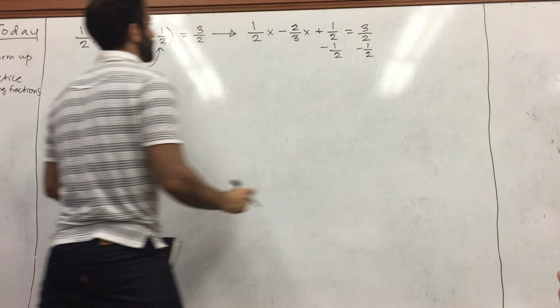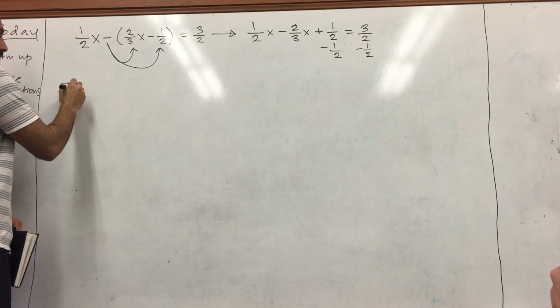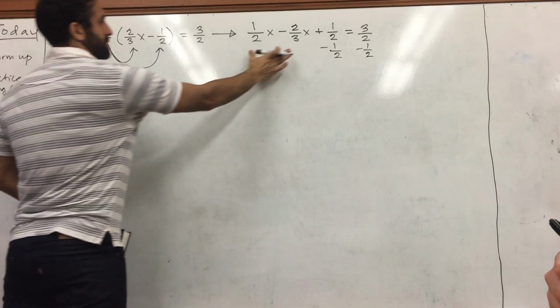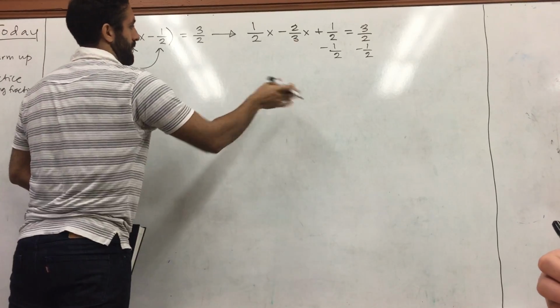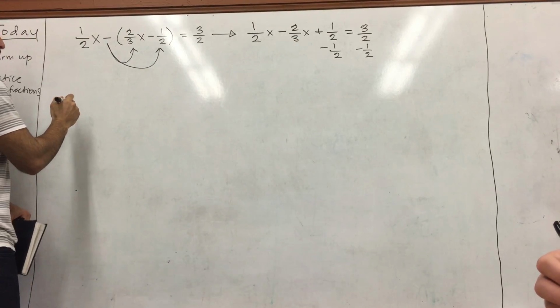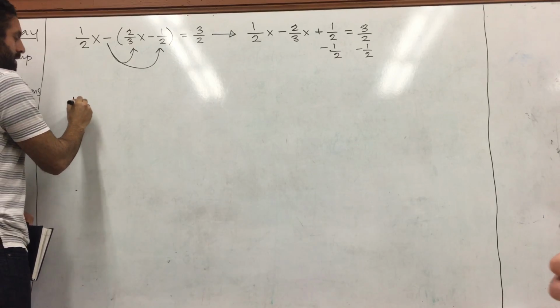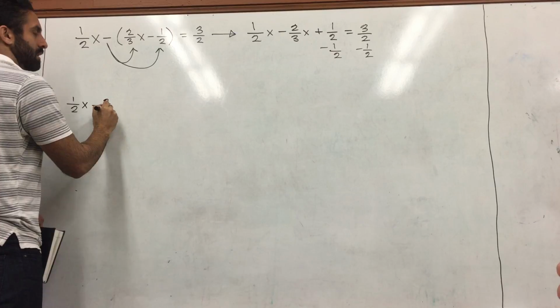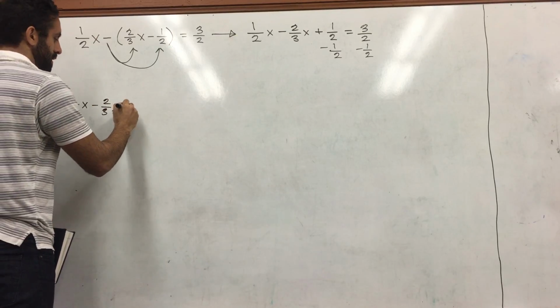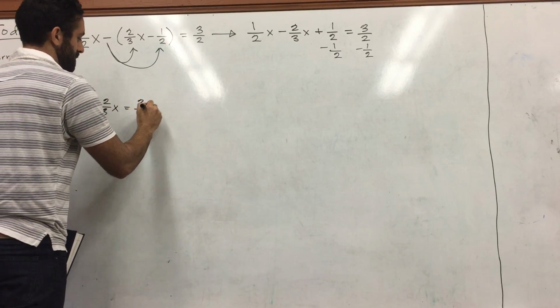Or you could choose to combine like terms, like Kyle said. That's what I did. So there are two different paths we could take. Let's go the first path. What did you get? I got -1/6 x equals 3/2 minus 1/2.